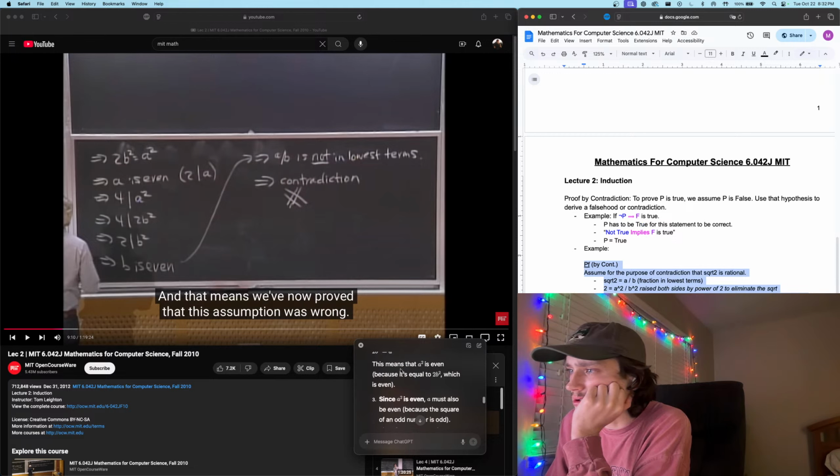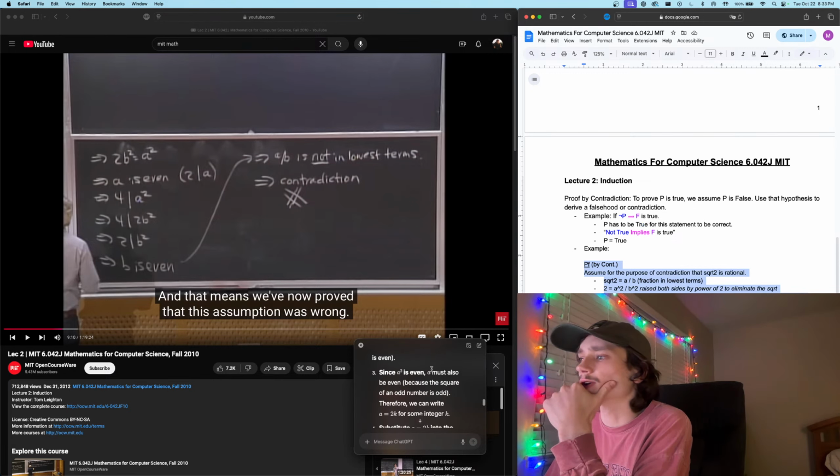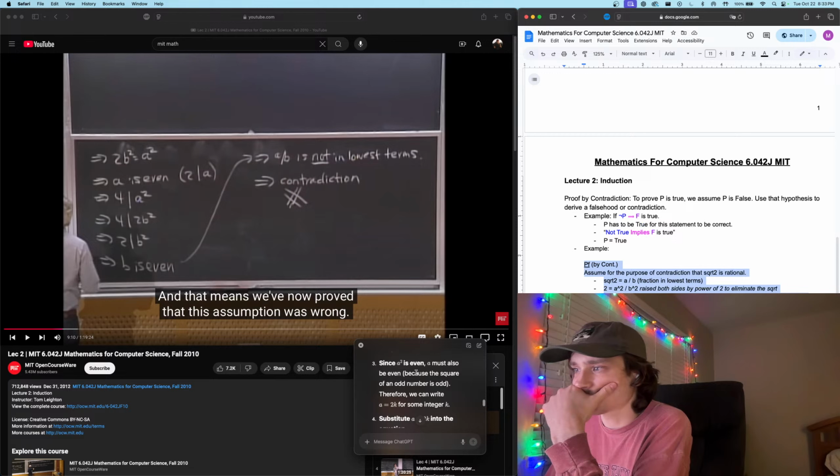Yep. This means that a squared is even because it's equal to 2 times b squared, 2 times b squared. Since a squared is even, a must also be even, because the square of an odd number is odd.